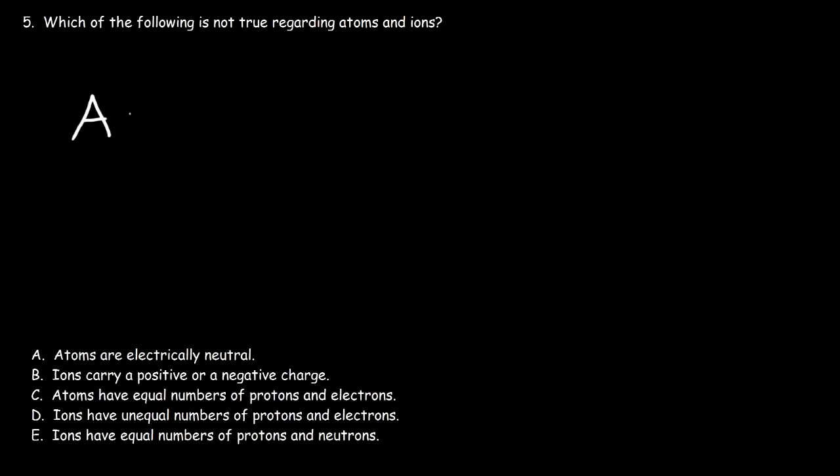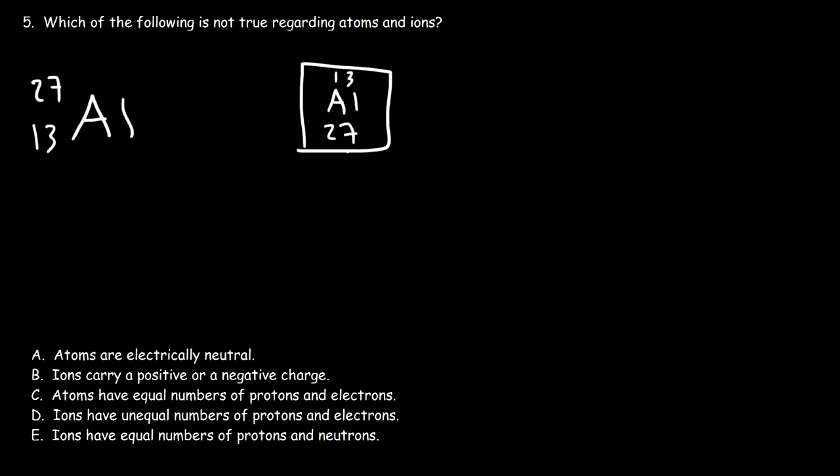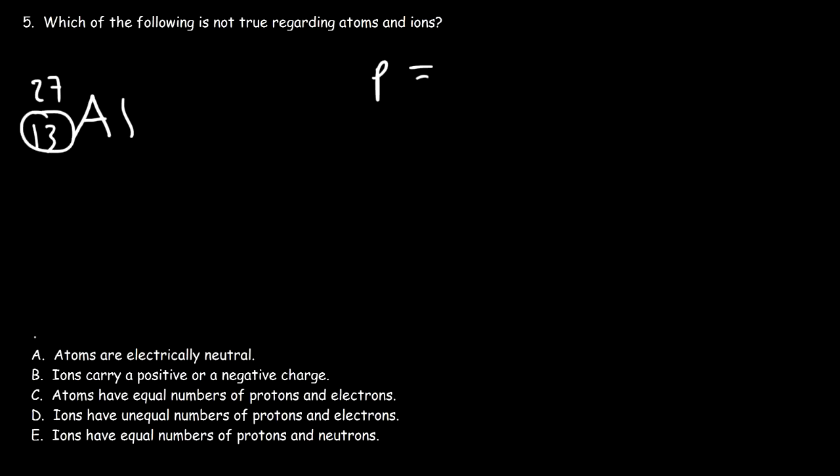So here's an example. Aluminum 27. Aluminum has an atomic number of 13 and a mass number of 27. In a periodic table, you might see it like this. It might have a 13 on top and a 26.98 on the bottom, which I'm going to round to 27. The larger of the two numbers is always the mass number. The smaller one is the atomic number. Now, the number of protons is always equal to the atomic number, which is 13. The number of neutrons is the difference between the mass number and the atomic number. So 27 minus 13 is 14.